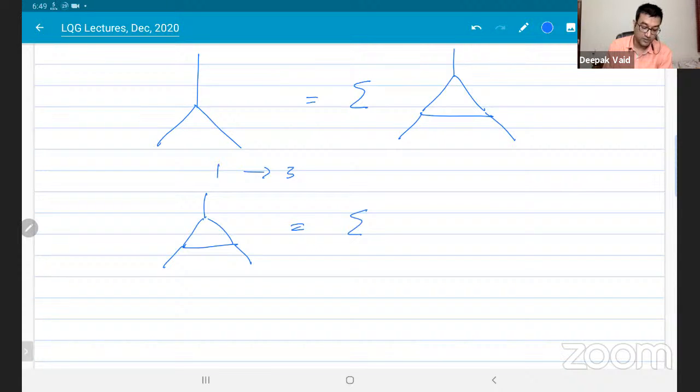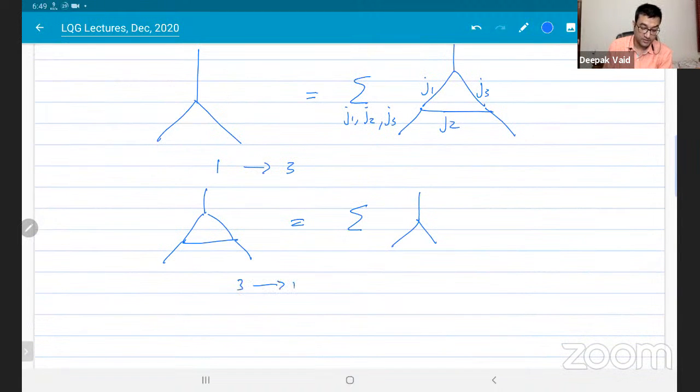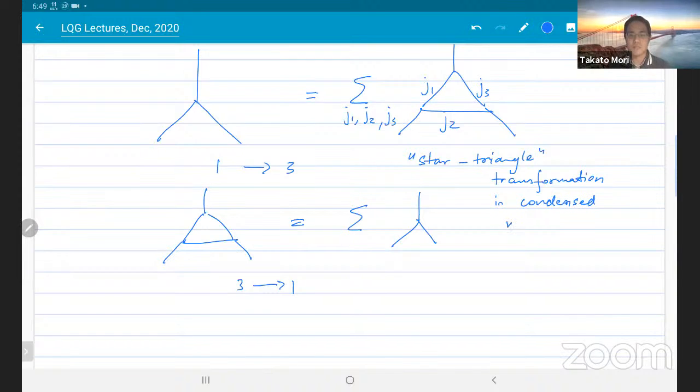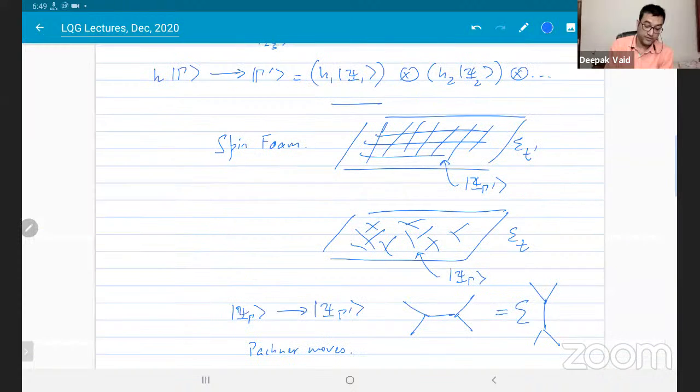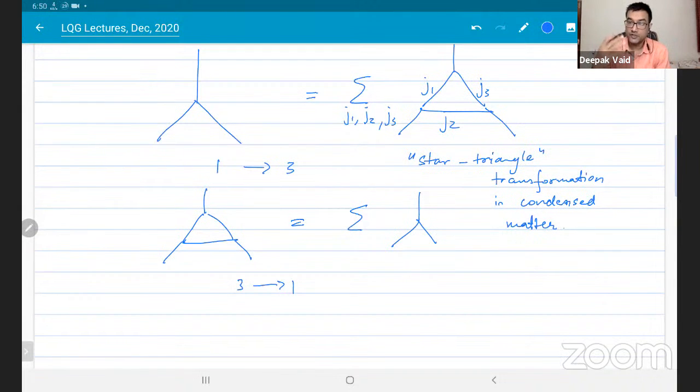Here you will have a sum over all the j labels in the interior. And in a similar way, you can write the inverse of this. It will be something like this. In condensed matter, this is known as a star-triangle transformation, by the way. And then you can have another move, which is a 2-2 move. I believe this is the 2-2 move. You can use a combination of such moves to go from any one graph to another graph.